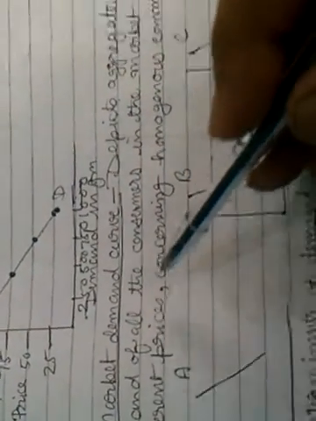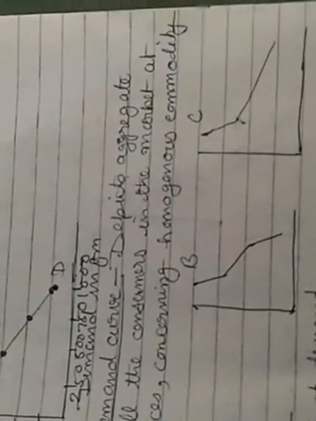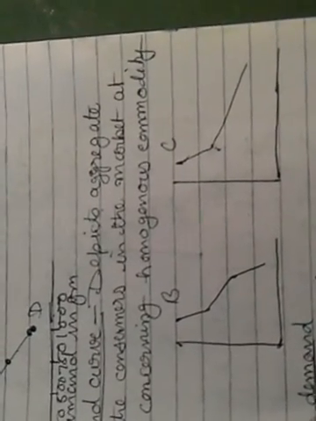Second, market demand curve depicts the aggregate demand of all the customers in the market at different prices, covering a homogeneous commodity, which means the commodity is homogeneous, and we know what it means. That means all units of that particular commodity are the same in features and the same in price.